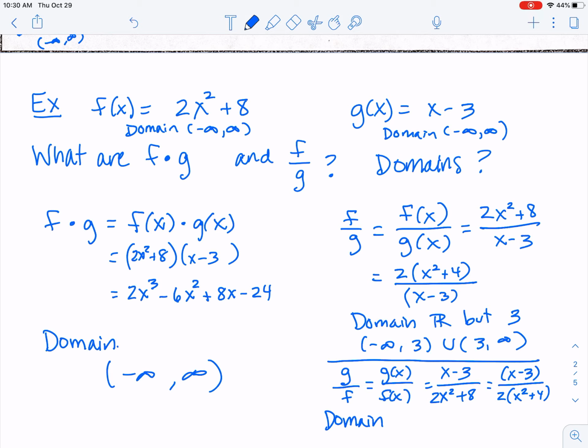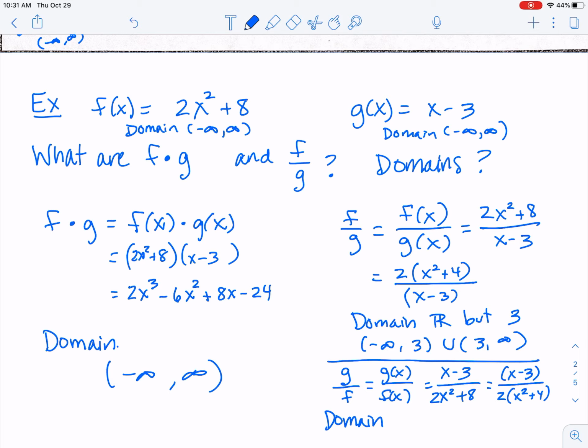Well, look at this 2x squared plus 8. When will it be 0? Plug in a negative number. I don't care what negative number. A negative squared is a positive, times 2, that's still a positive number. Add 8, I still get a positive number. So all negative numbers are part of the domain. How about 0? Is it part of the domain? 0 squared is 0, times 2, 0 plus 8. Yes, I get 8. 0 is part of the domain.